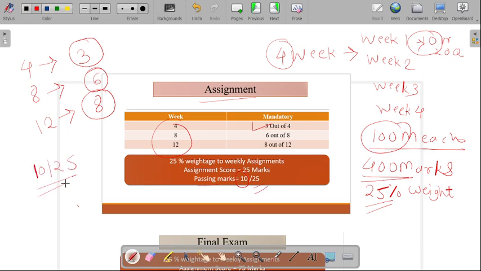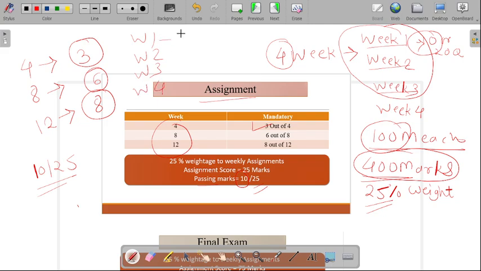Suppose there are 400 marks of assignments. This 400 marks will not be considered while taking the 25% weightage. They will take the best of 3 assignments. Suppose week 1, week 2 and week 3, and this is week 4. Week 1 you got 90 marks. Week 2 you got 98 marks. Week 3 you got 92 marks. And week 4 you got 100 marks.